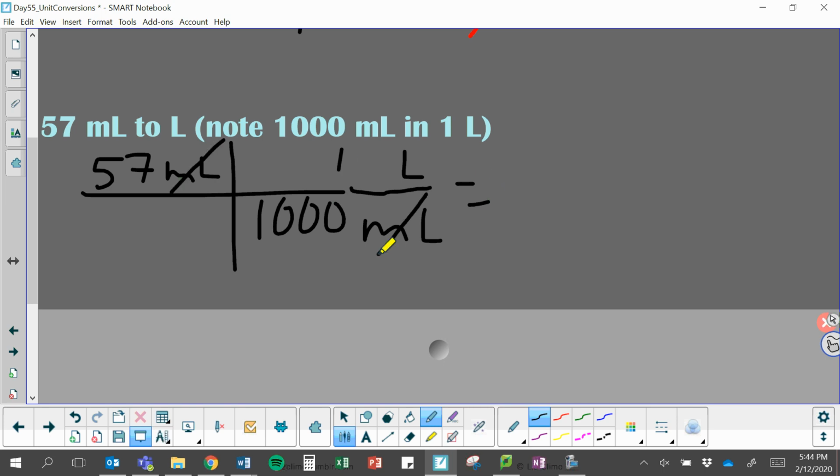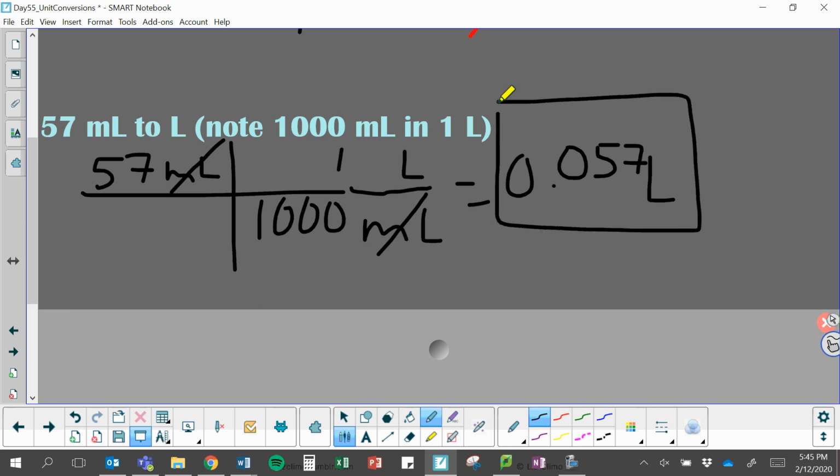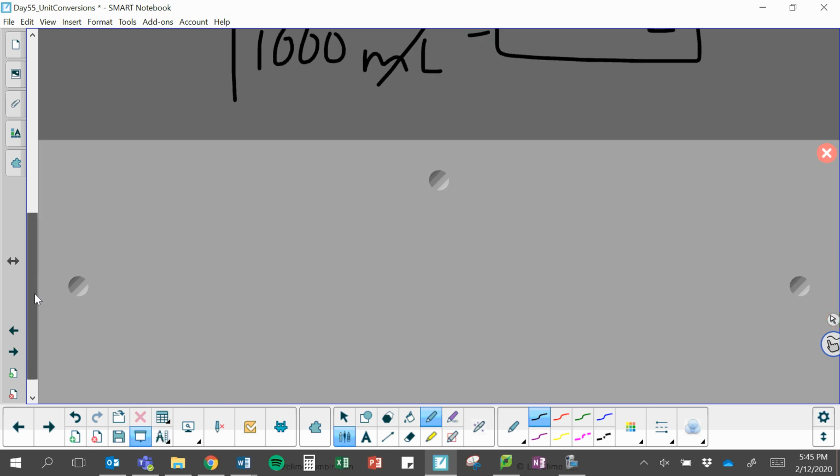We need to cancel our milliliters so that we're left with liters. And we can put it in our calculator. This time we're going to divide because that 1,000 is on the bottom. So we'll do 57 divided by 1,000, and we get 0.057 from our calculator. And so we have our unit, we have our number, we need to check sig figs. We started with 2. Again, 1,000 has infinite, so our smallest number is 2 sig figs, and our answer here also has 2 sig figs, so we're done.